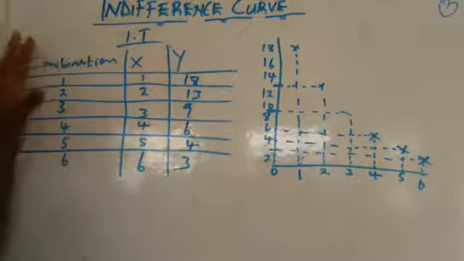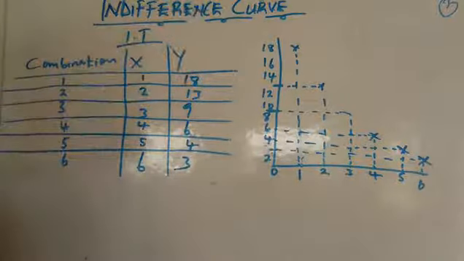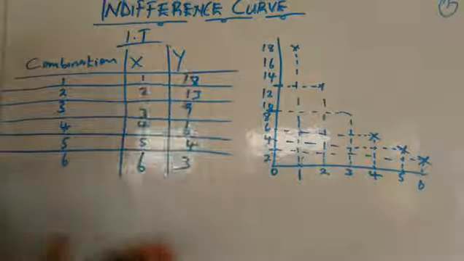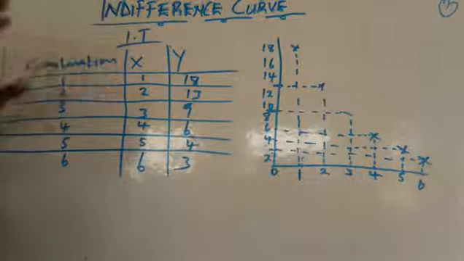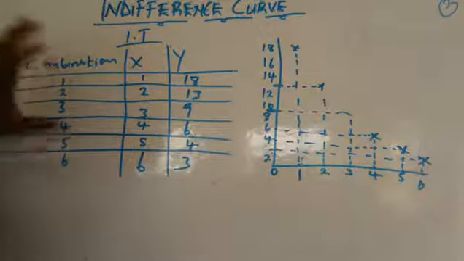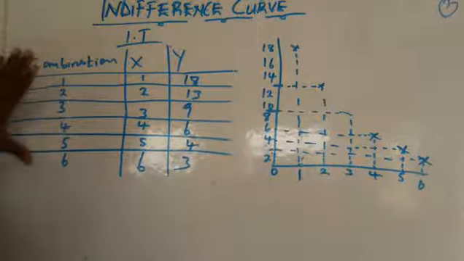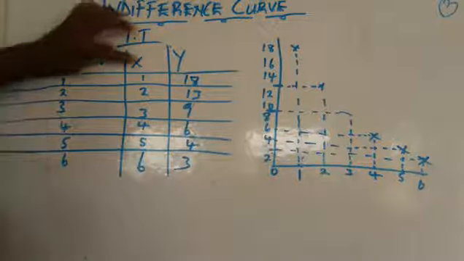Now let's quickly look at what we have here. As I have said, indifference curve talks about different combinations of two commodities, X and Y, that give the same level of satisfaction. And we are looking at the indifference table now, because when you understand the indifference table, then you can quickly understand indifference curve. Look at the indifference table I have here. I have 6 combinations here, X and Y.